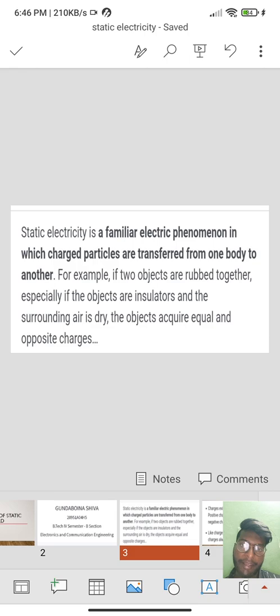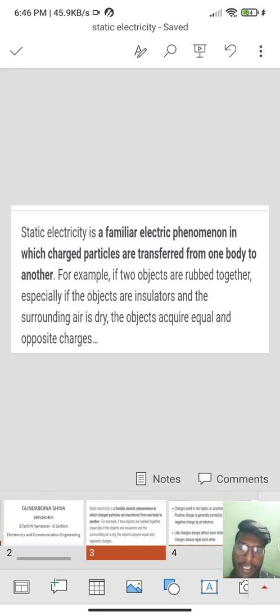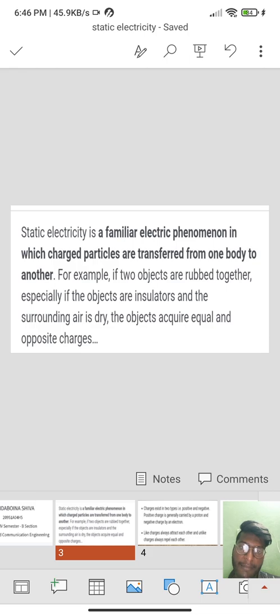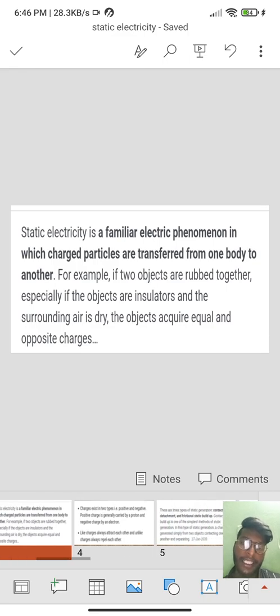Static electricity is a familiar electric phenomenon in which charged particles are transferred from one body to another. For example, if two objects are rubbed together, especially if the objects are insulated and the surrounding air is dry, the objects acquire equal and opposite charges.